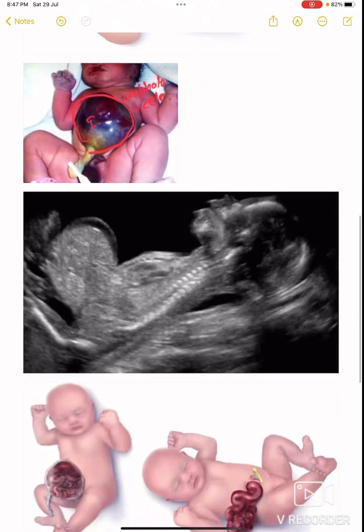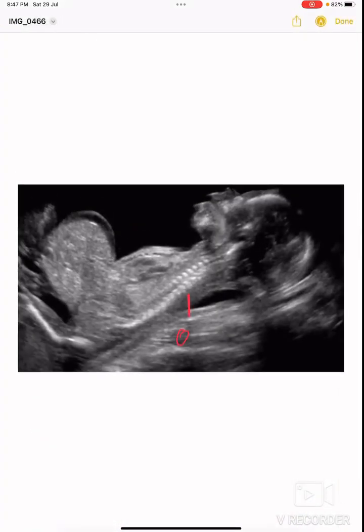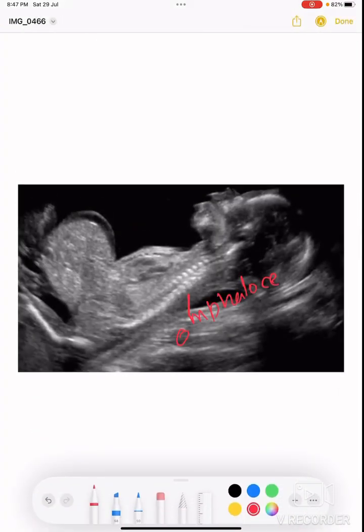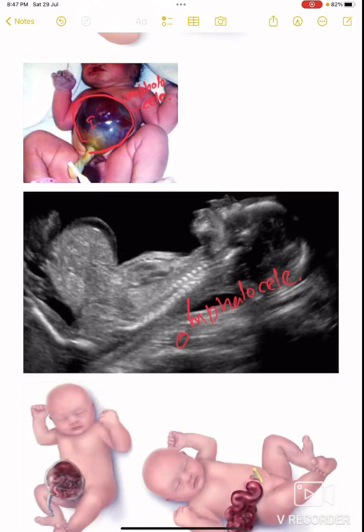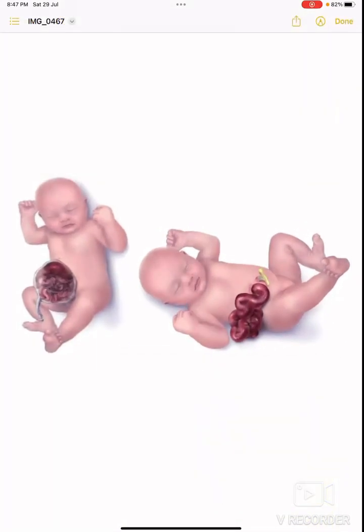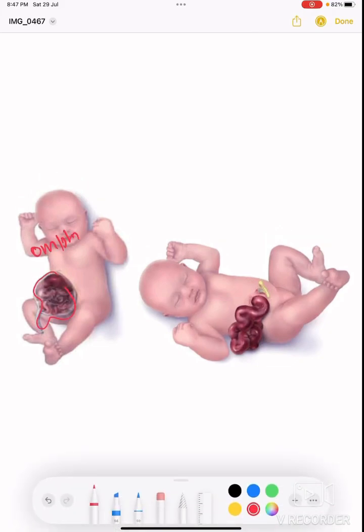Next, this is an ultrasound image of omphalocele, a baby inside the womb, prenatal. In this image, this is the covering, so it is omphalocele.